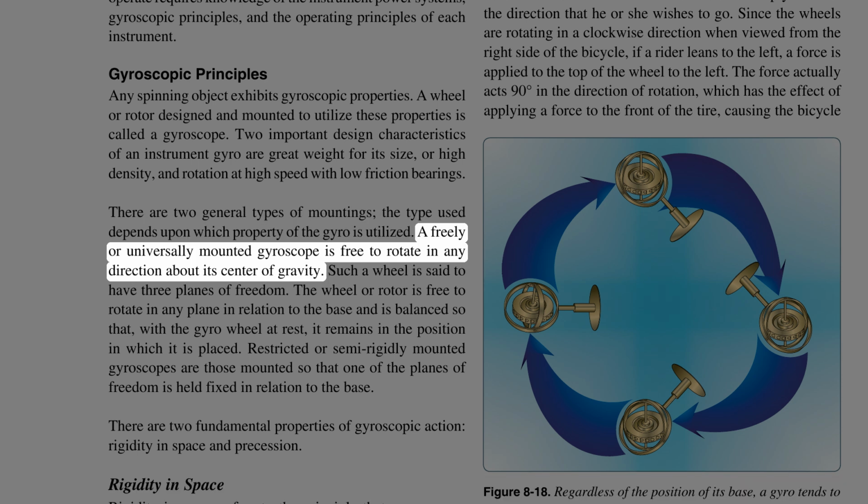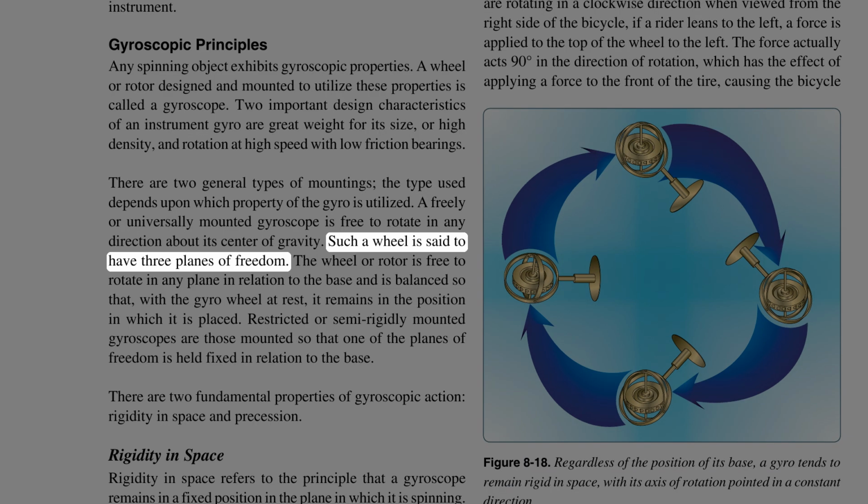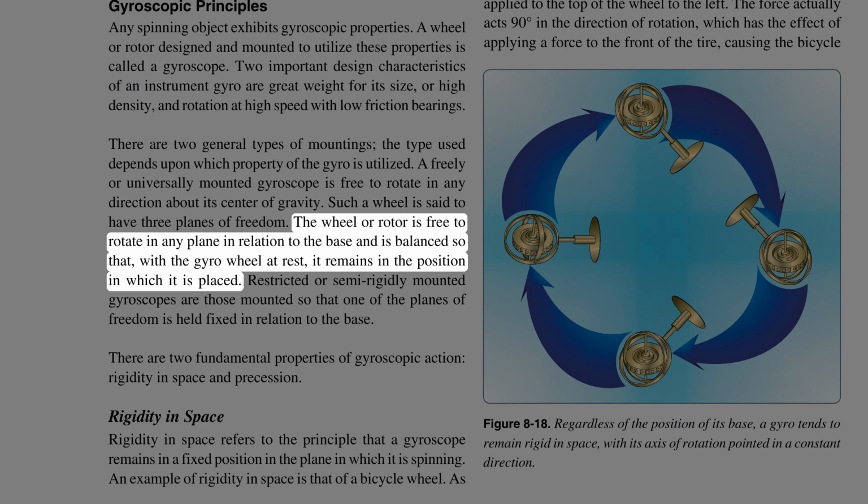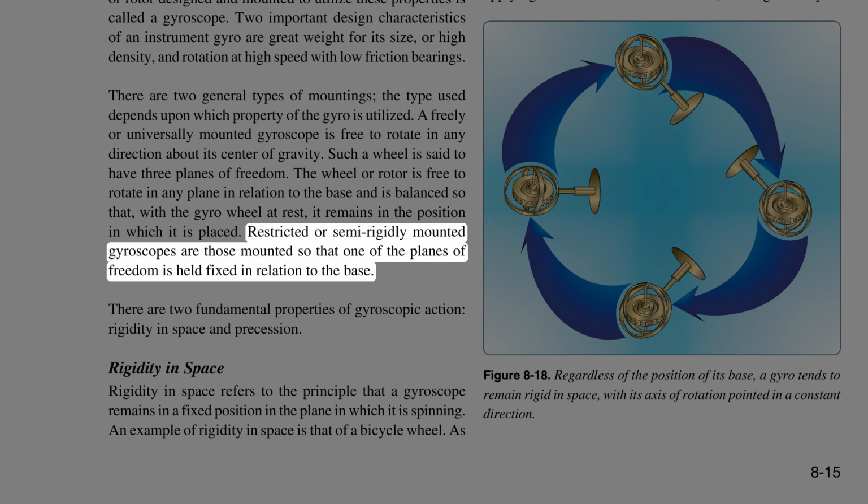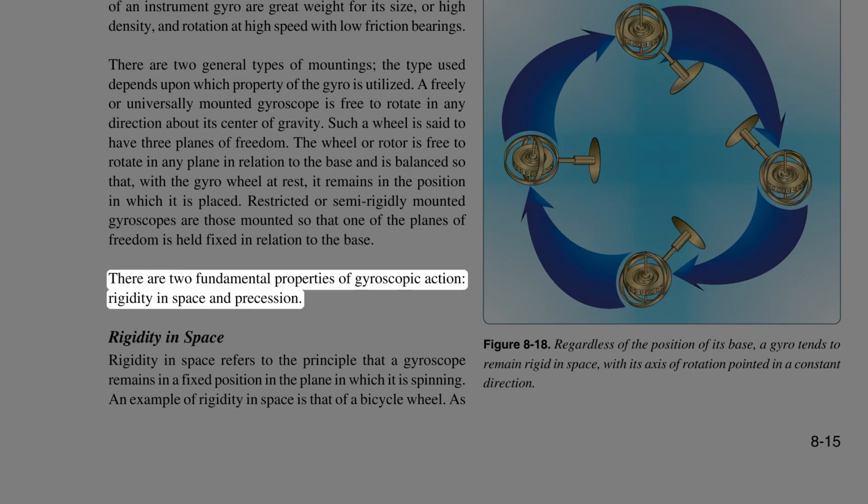A freely or universally mounted gyroscope is free to rotate in any direction about its center of gravity. Such a wheel is said to have 3 planes of freedom. The wheel or rotor is free to rotate in any plane in relation to the base and is balanced so that, with the gyro wheel at rest, it remains in the position in which it is placed. Restricted or semi-rigidly mounted gyroscopes are those mounted so that one of the planes of freedom is held fixed in relation to the base. There are 2 fundamental properties of gyroscopic action: rigidity in space and precession.